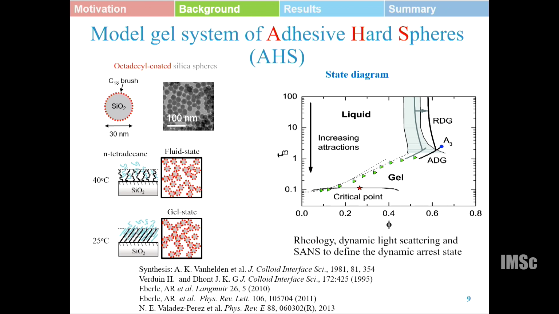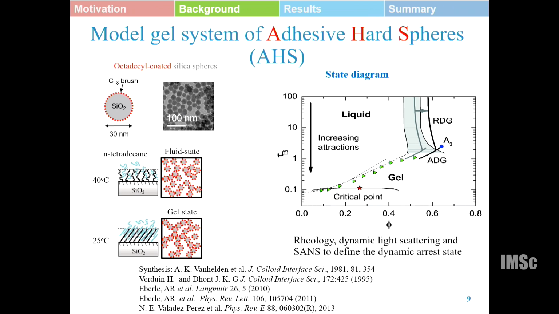We picked a model system of adhesive hard spheres. The system consists of spherical silica particles around 30 nanometers in diameter, coated with octadecanol, and a TEM image is shown here. A dispersion of these silica particles with octadecanol coating forms a thermoresponsive gel-like system.